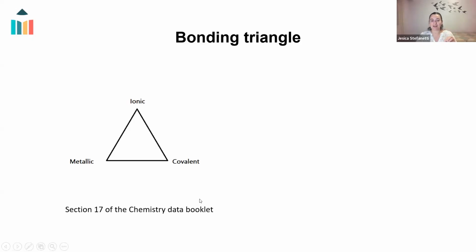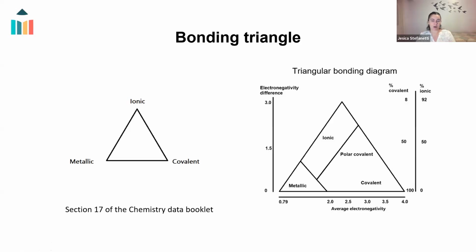The triangle is not as easy as this one. You have the triangle in section 17 of the chemistry data booklet, and it is likely to be like the one I stated here on the right. On one hand, we have to work out the electronegativity difference for the substance we have, and on the other hand, we have to deduce the average electronegativity. The whole purpose is to calculate these two for a given substance so as to locate a substance within the triangle. Once we're able to locate the substance there, we will be able to predict properties.